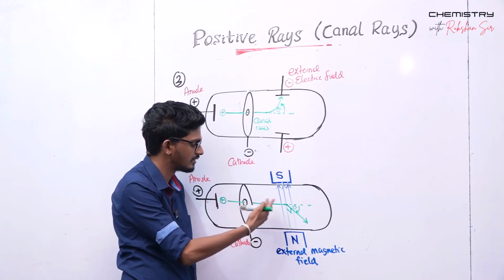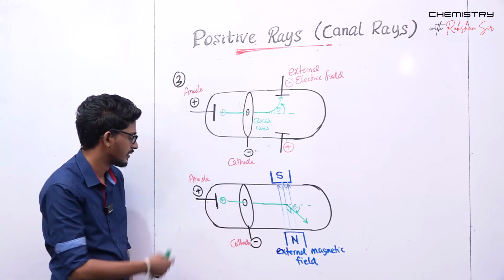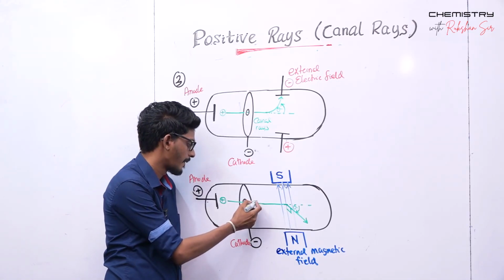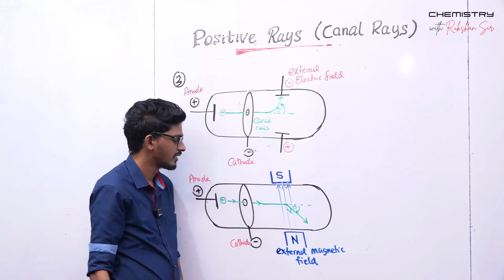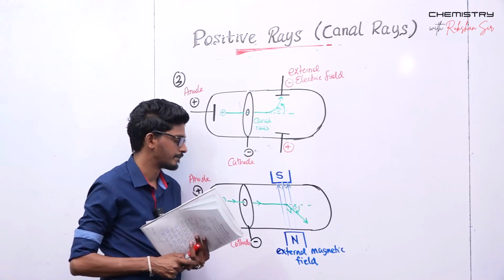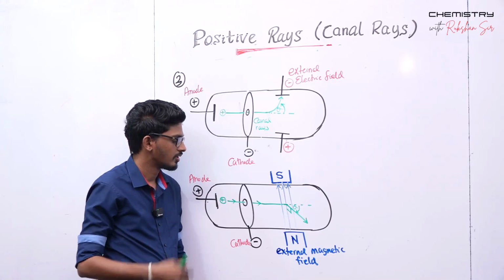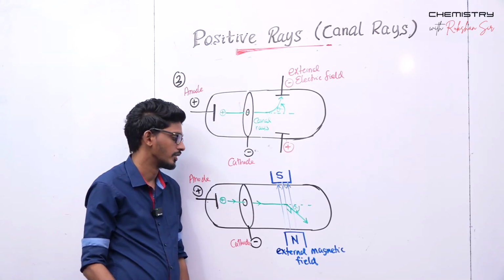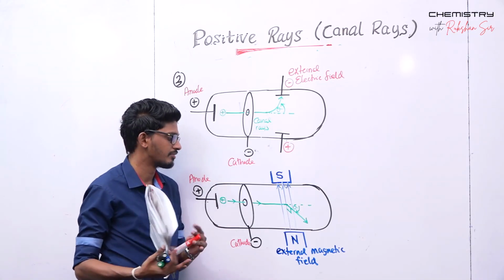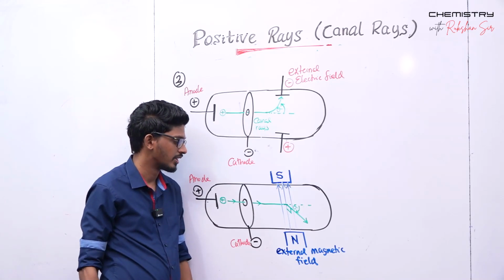So with this we can also say that the positive rays are actually charged particles, and this deviation direction is similar to the deviation direction of all the other positively charged particles, so we can say these are positively charged. You can apply Fleming's left hand rule here as well.